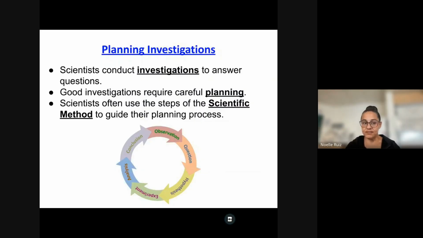Planning investigations. Scientists conduct investigations to answer questions. Good investigations require careful planning, and scientists often use the steps of the scientific method, like I said, to guide their process.